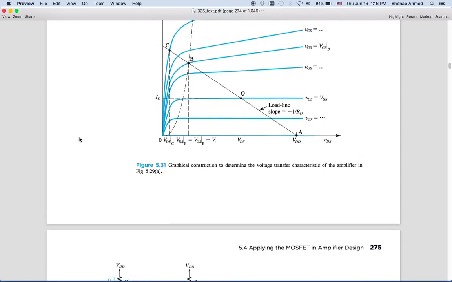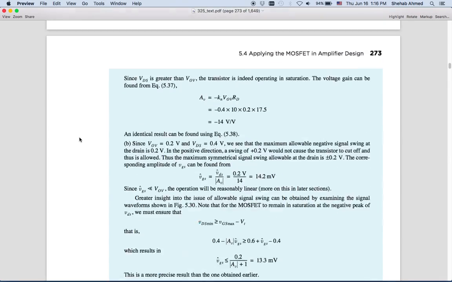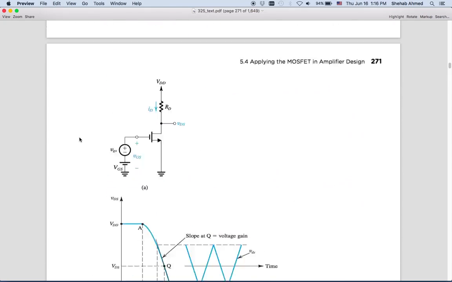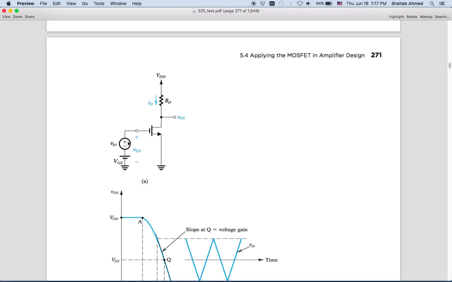So now, again, in the last class, what we did was we assumed we have a small signal and a large signal together. What if we only have a small signal, or if we only have a large signal? We assumed we have them together, and we solved the problem with both of them together in the circuit.